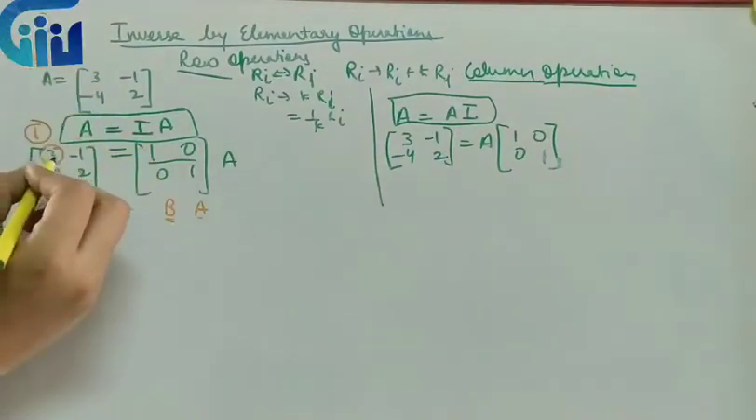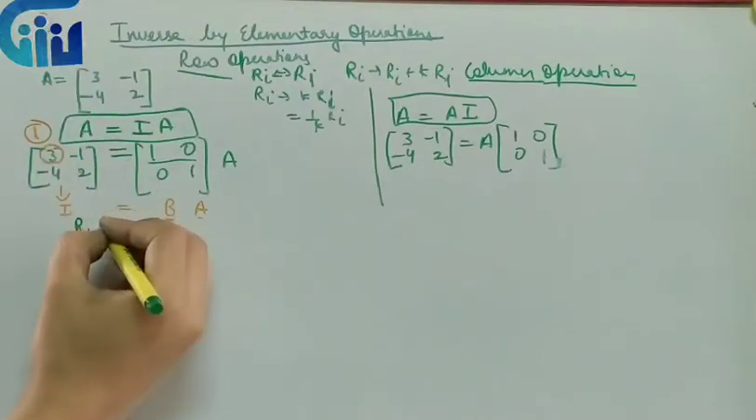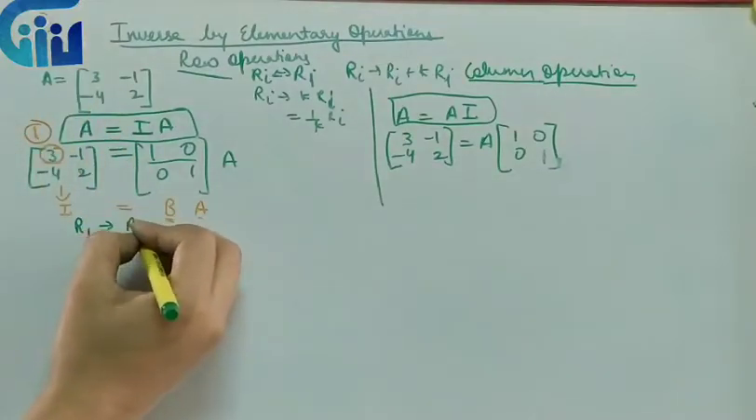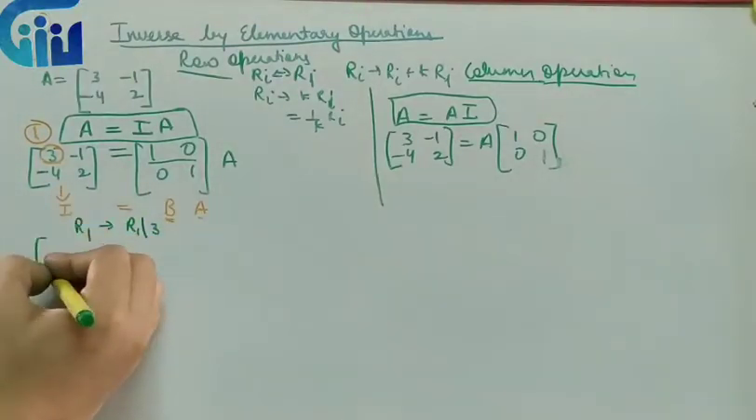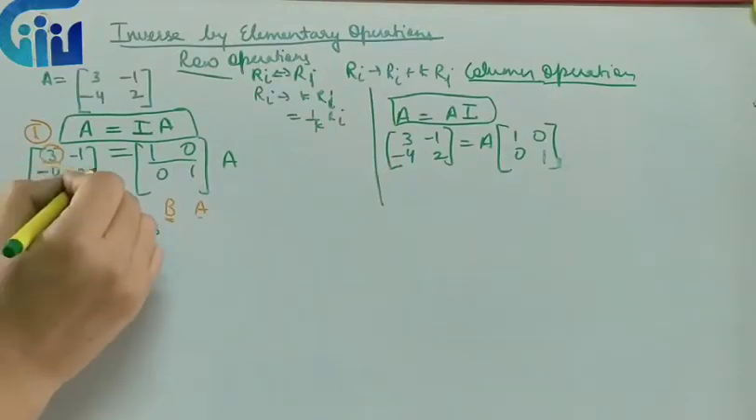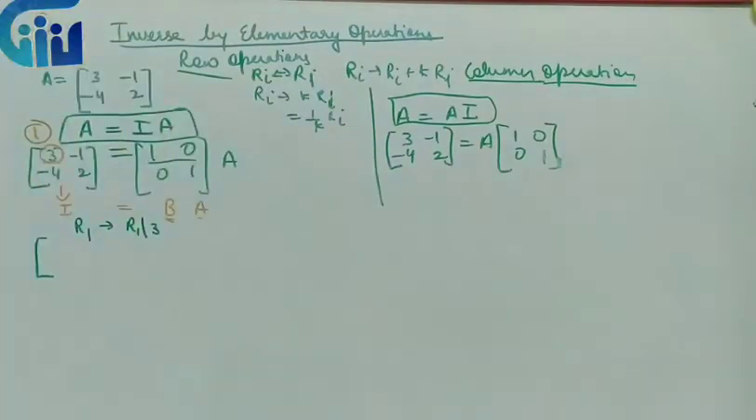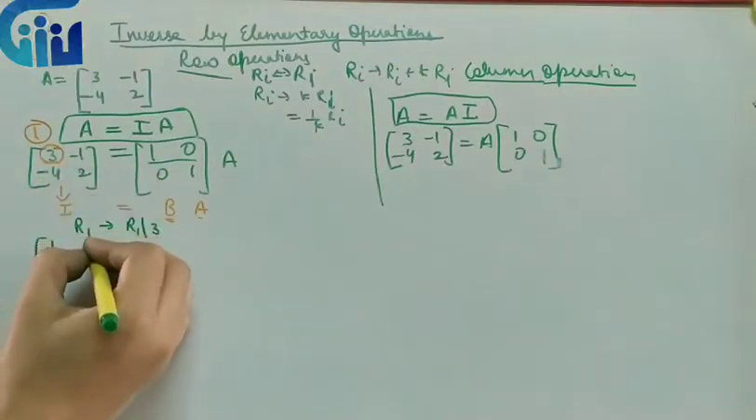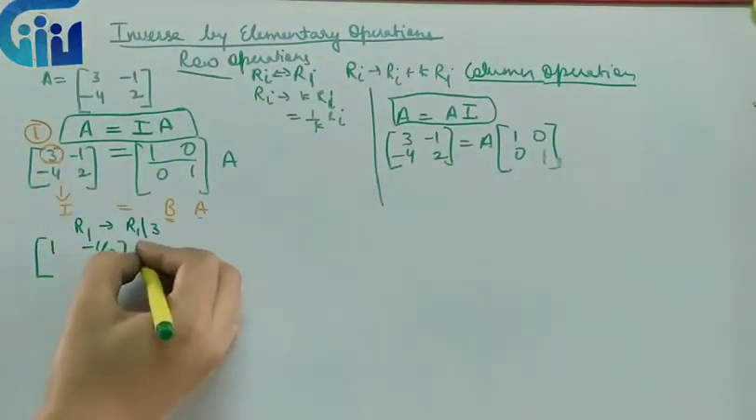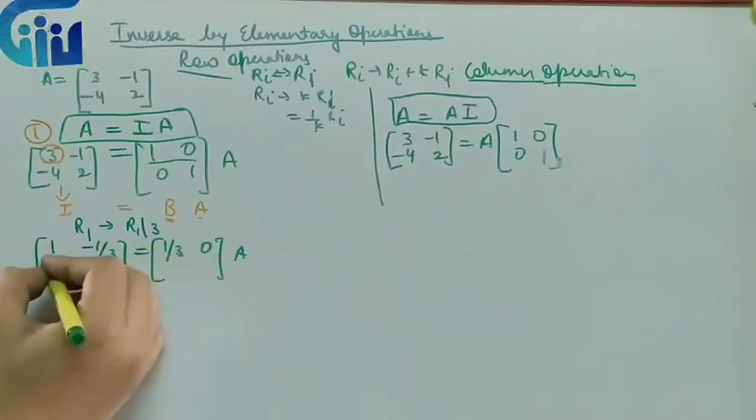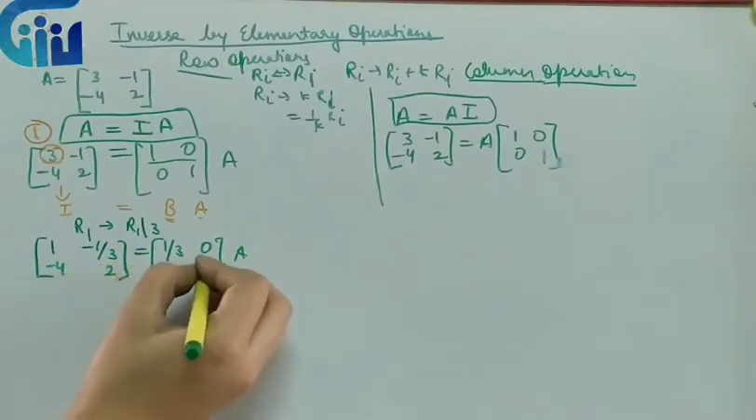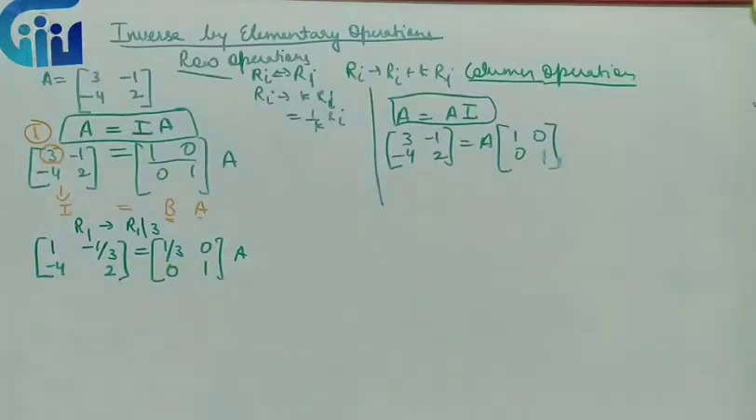So what we will do, we will first of all divide this particular first element by whatever number is present over there. So I'll write R1 such that R1 divided by 3. This means all the elements present in R1, left hand side and right hand side, will change. So this will be 1, this will be minus 1 by 3, this will be 1 by 3, this will be 0. And the rest of the elements will be the same. Clear? So first element I have made 1.